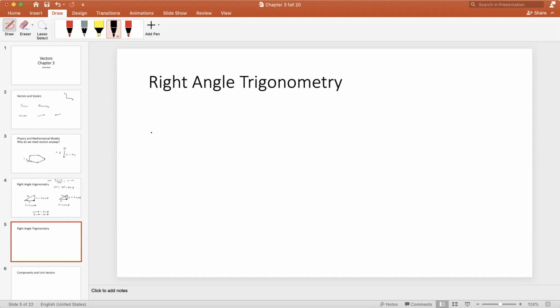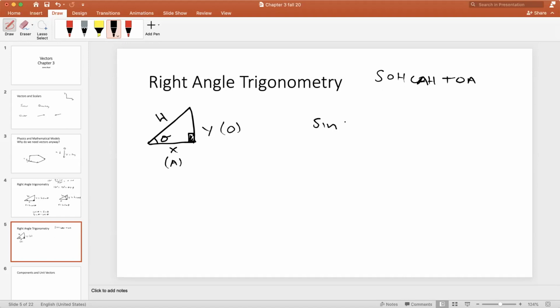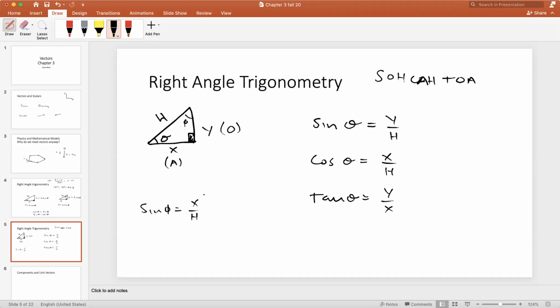But okay, so here we're going to do something that you may or may not know. And if you already know, just bear with me. If this is my angle, and this is h, and this is x, and this is y, there's something called SOHCAHTOA. X is the adjacent to the angle. Y is the opposite of the angle. So sine of theta is equal to opposite over hypotenuse, or y over h. Cosine of theta is equal to x over h, adjacent over h. And tan of theta is equal to opposite over adjacent, or y over x. And if we went back and looked at phi, it would flip these. So sine of phi would be x over h, and so on. Just so you know.